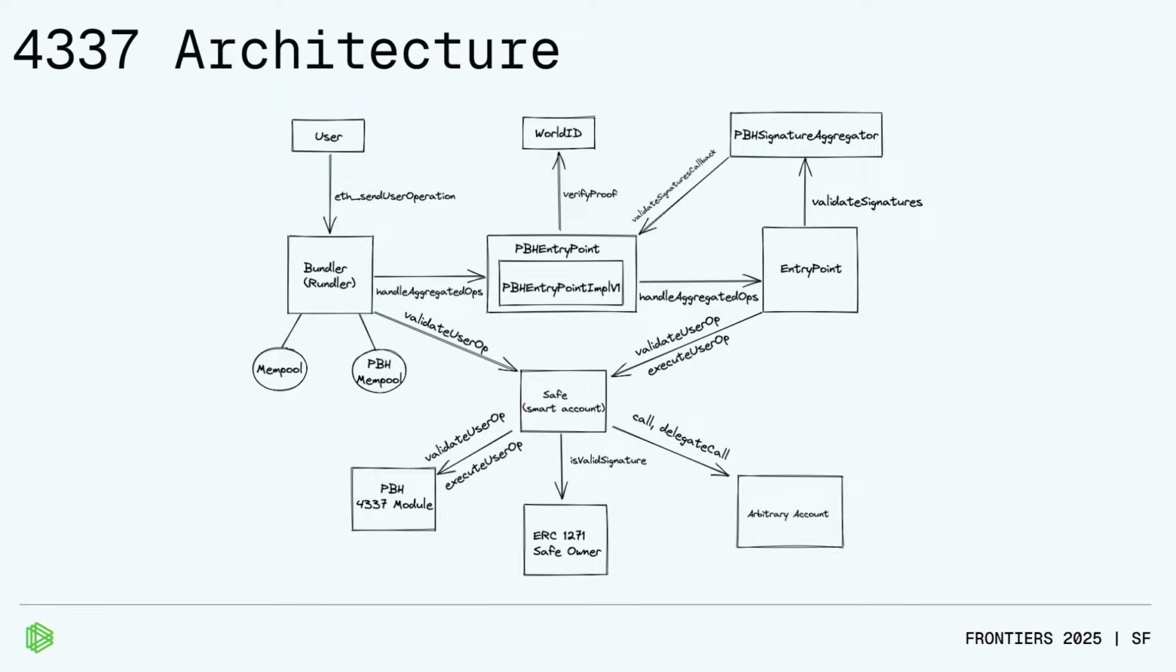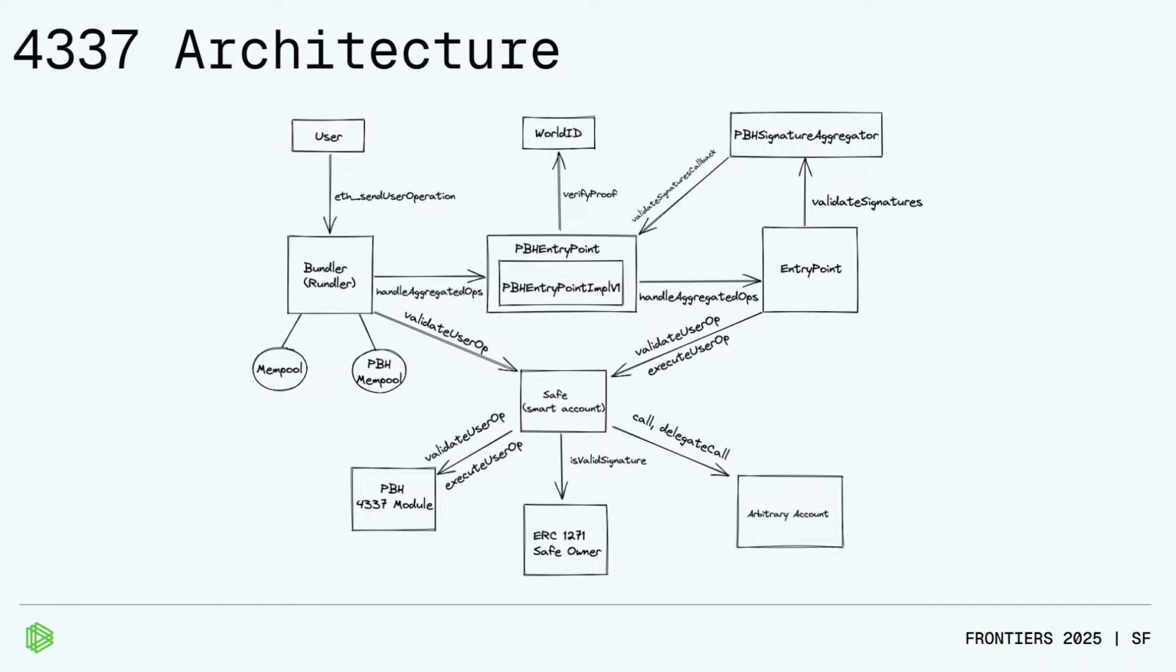The 4337 module will determine if it's a PBH user operation or not, and if it is, it will return the authorizer as the PBH signature aggregator. And the bundler uses the signature aggregator as a grouping operator in the mempool. So all PBH user operations will be grouped together. And this is just how bundling works with all aggregators. So it's a really nice primitive to bootstrap off of. So we get PBH user operations grouped together.